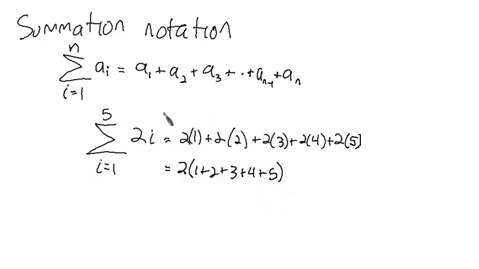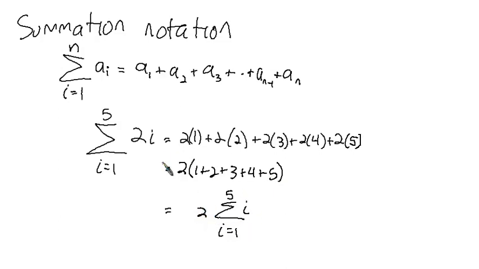So you can see that if there is just some constant multiple times your rule, you get to pull that constant multiple out of the sum. This is the sum. This is not a sum. This is 2 times this sum. So we can rewrite this as, well, this part is just the sum from i equals 1 to 5 of just i. Right? Not 2 times i, just i. i is 1, i is 2, i is 3, i is 4, i is 5. Okay?